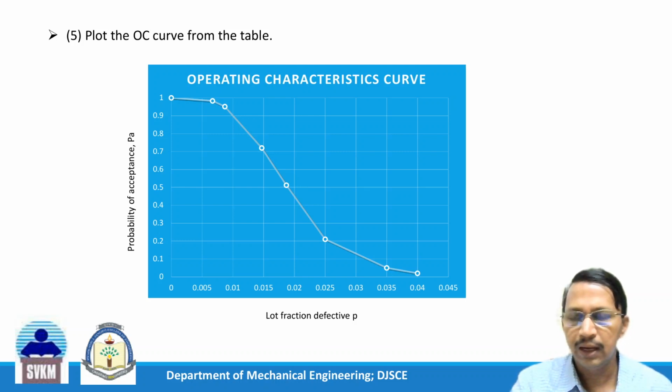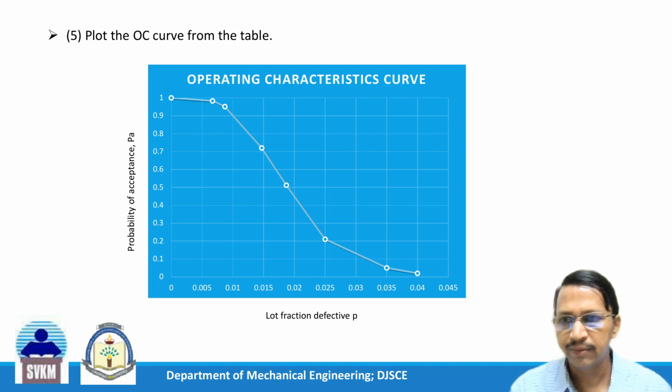This is actually the end of part 2. Remaining discussion about acceptance sampling we will do in part 3 of this series.